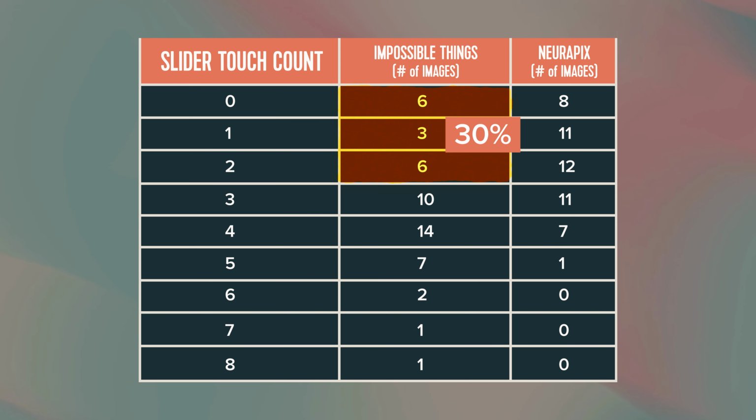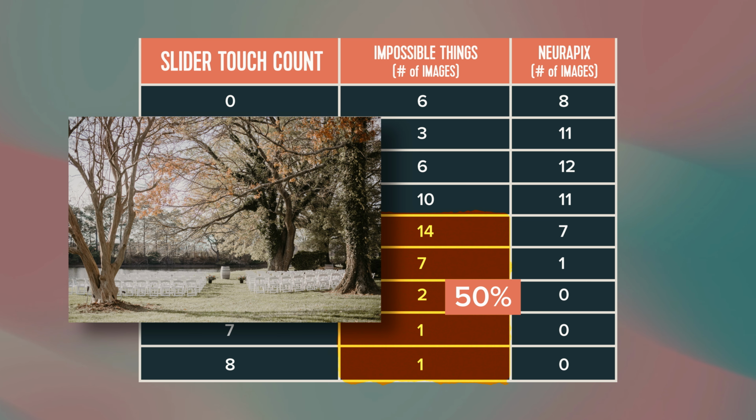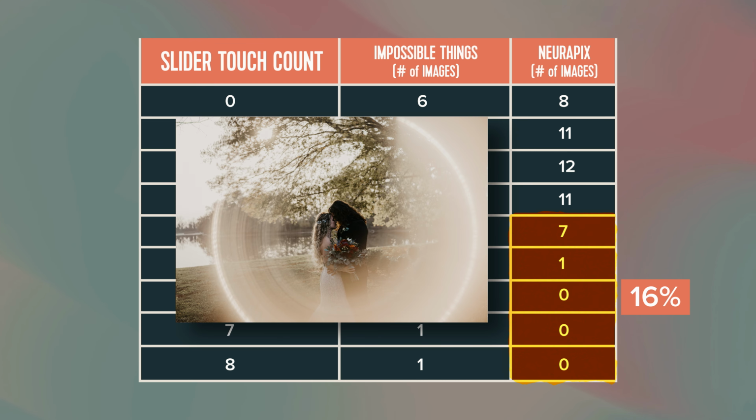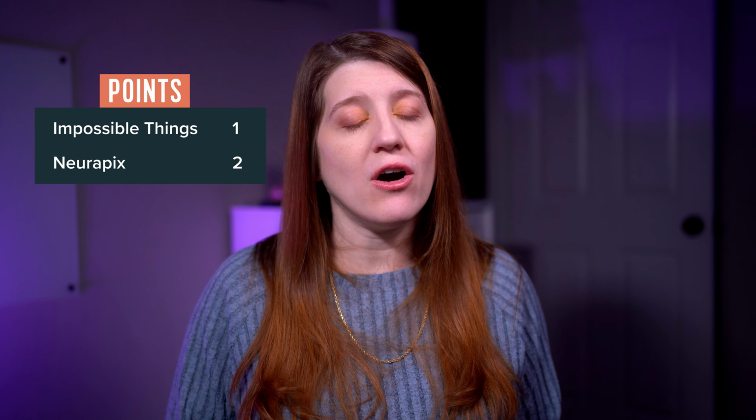With Impossible Things, only 30% of my images were in a pretty good state that had me making minimal adjustments. On the opposite side of the table though, 50% of the adjustments I made to my Impossible Things edits involved me touching 4 or more sliders, with one image getting 8 slider adjustments. For Neurapix, that percentage was 16%, and the most sliders I had to interact with for a single image was 5. Taking all of that into account, my edits with Neurapix are the initial results I enjoyed the most, and they are the ones I will have to make the least amount of adjustments to.